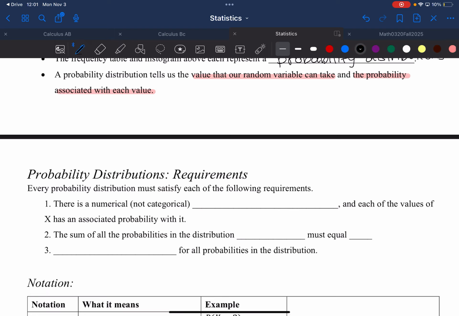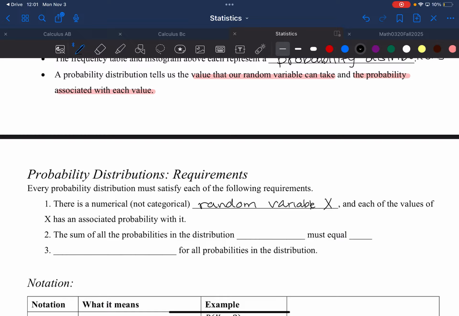It says there is a numerical random variable X, and each of the values of X has an associated probability with it. Notice it says numerical, and then in parentheses it says not categorical. This means that all of our random variables have to be assigned a number value. We can't say our random variable X is equal to all types of dogs. It would have to be a numerical value.